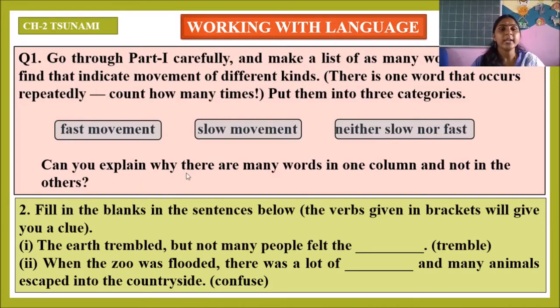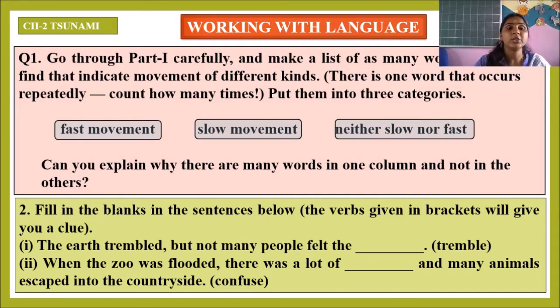Can you explain why there are many words in one column and not in the others? After writing the tabular form, finding the words and making a list, at the last, for one heading there may be many words when compared to the other two. So you have to explain, write in 2 or 3 lines, why there are many words in one column only and not in the other columns. Okay, you have to mention the reason also. That is the first part, and this is your activity for today's session.